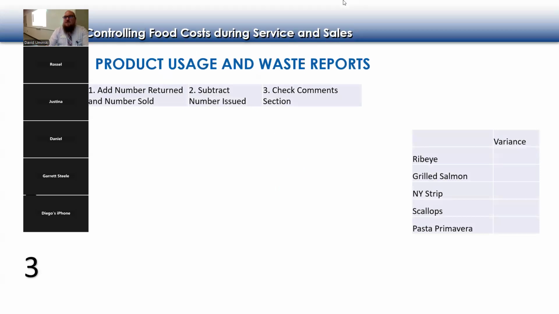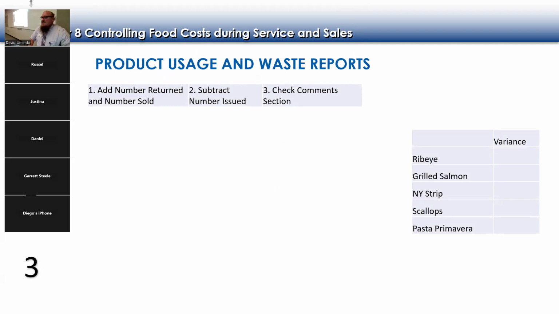All right. So what we're going to talk about today is some resources we have available to us to be able to keep track of where the product is going. As a manager, it's your responsibility to investigate what areas or why things might be missing. So the first step is we have to add up all the items that were returned or the items that were served.